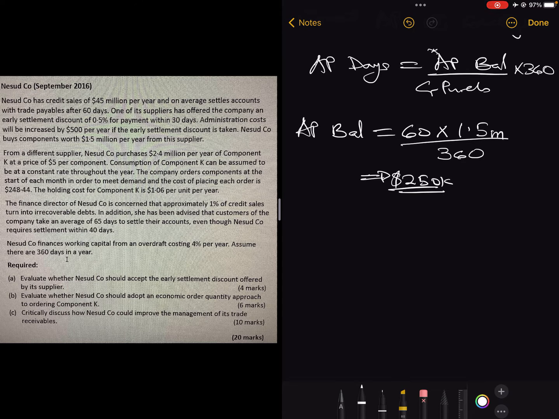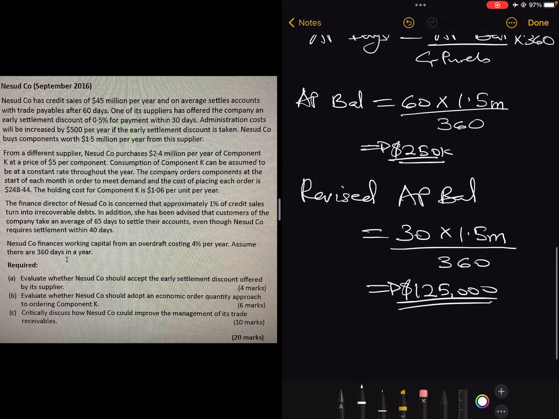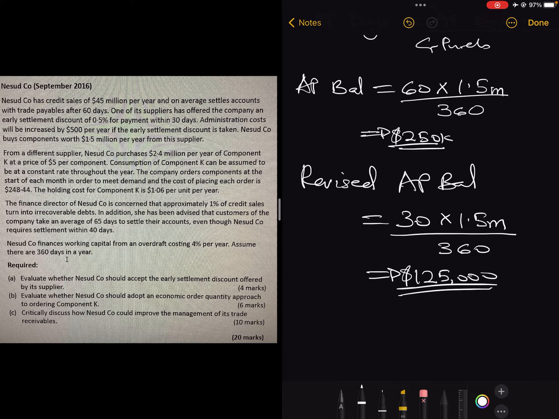But if we decide to take early settlement discount, it means we have to pay within 30 days. So if we have to pay within 30 days, we're going to have a revised account payable using 30 days. And that will equal 30 days multiplied by 1.5 million, divided by 360. And that will give us 125,000. So we'll only be allowed to have $125,000 account payable instead of the 250,000 we used to have. Then the 125,000 we have to pay.